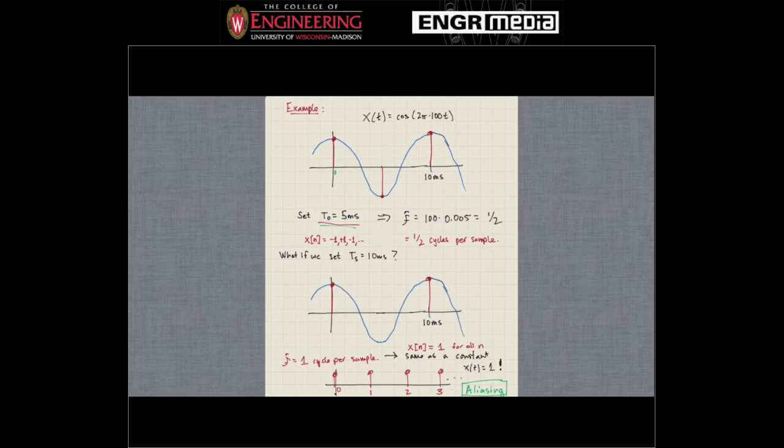So setting t naught equals 5 milliseconds gives us a discrete time frequency, f hat, where we take the frequency of the sinusoid divided by the sampling frequency. Okay, so the frequency of the sinusoid times the sampling period, and that just gives us 1/2. Okay, so there's a half a cycle per sample. And we can see that just from the picture drawn on the top of the screen.